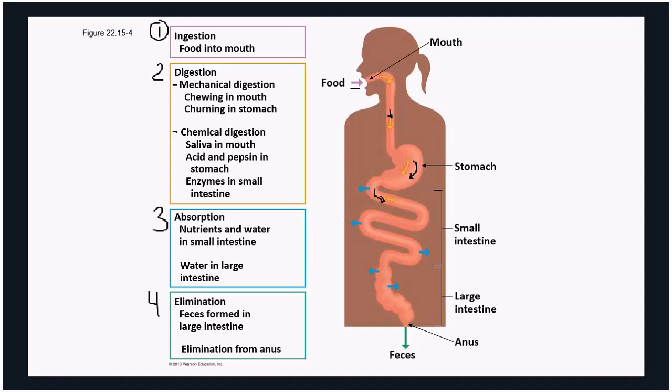So then number 3 talks about absorption. So you have 2 main types of absorption happening. The small intestine absorbs nutrients and a little bit of water. And the main function of your large intestine is mainly water. And then the green elimination is this green arrow here for feces.